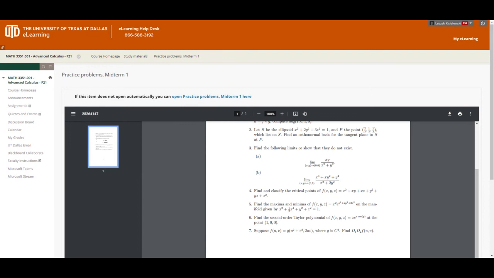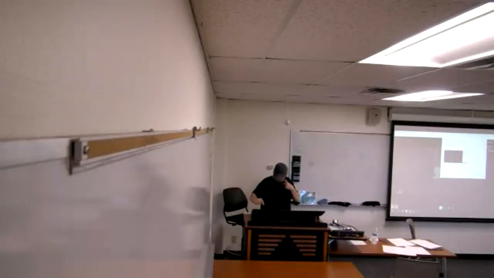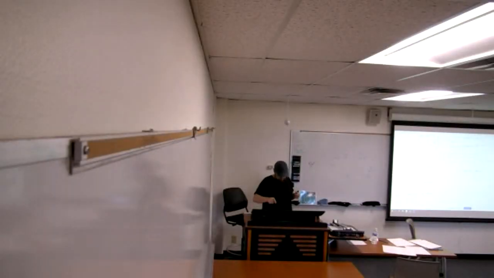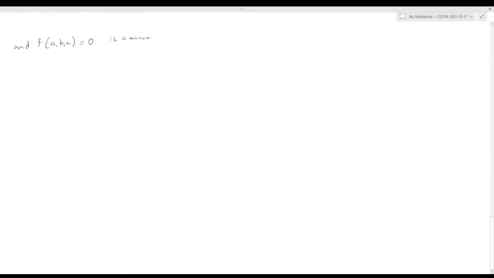Tell me why using polar coordinates fails. So this is a good tip for the exam. Okay, does this limit exist or not? I want you to try using polar coordinates. It's a really simple example. If you use polar coordinates, you get r squared over r sine theta. So that's r over sine theta.